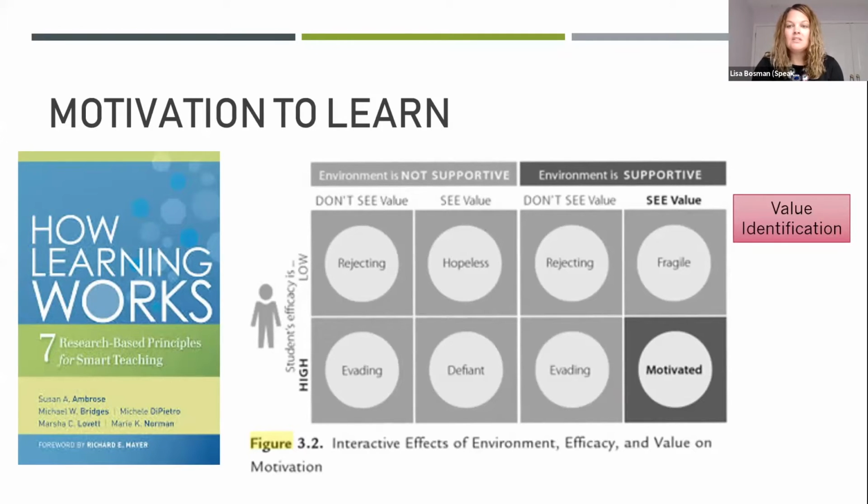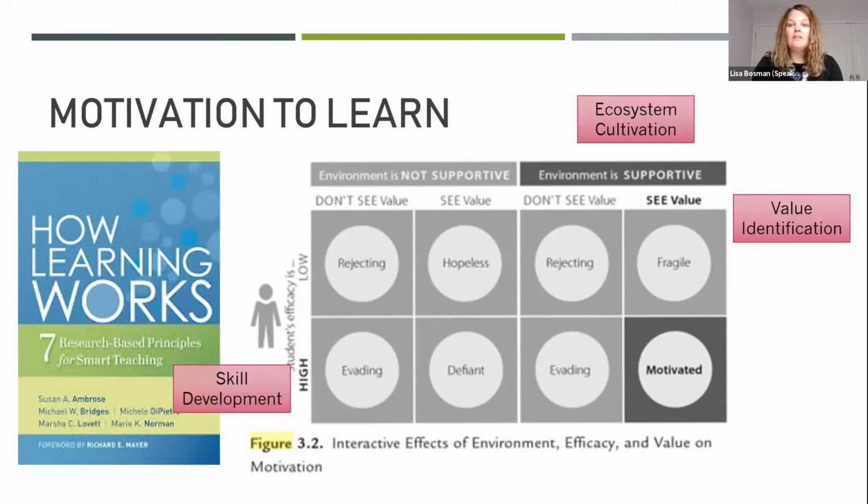One is value identification. So in this case, students can see value in what they're doing. The second one is self-efficacy, which can happen through skill development. And then the third one is through a supportive environment. So what I strive to do when I have my assignments that I'm creating, my innovative interventions, is that in order to get to that bottom right-hand corner, what we need to have is a supportive environment. Students need to see value, and that self-efficacy needs to be high. And those three things will drive motivation.